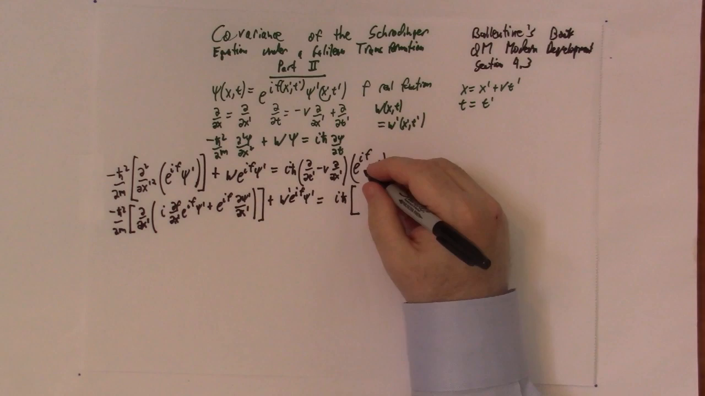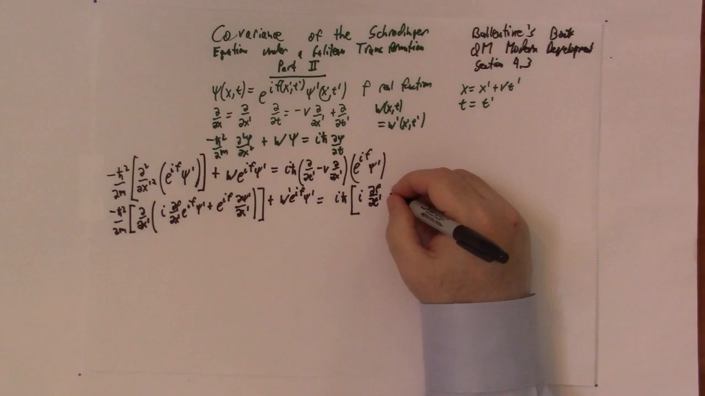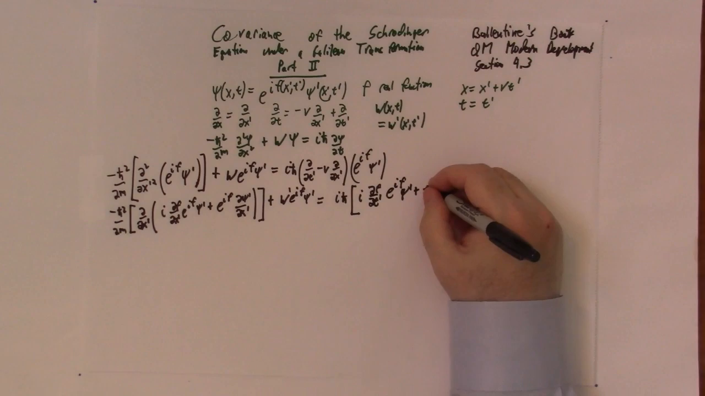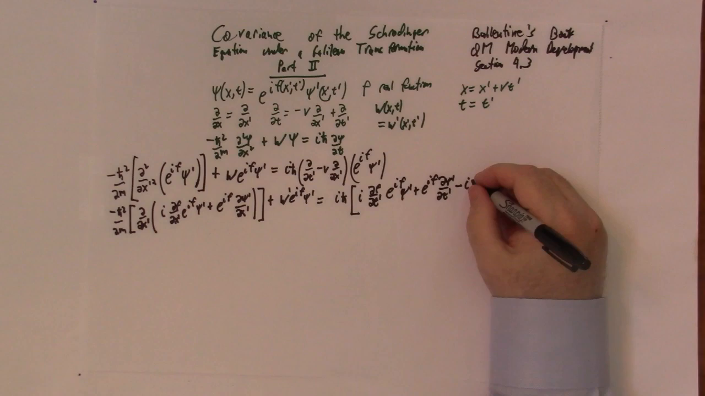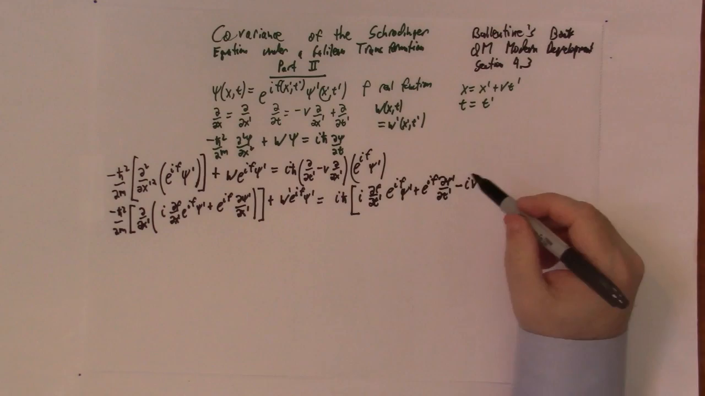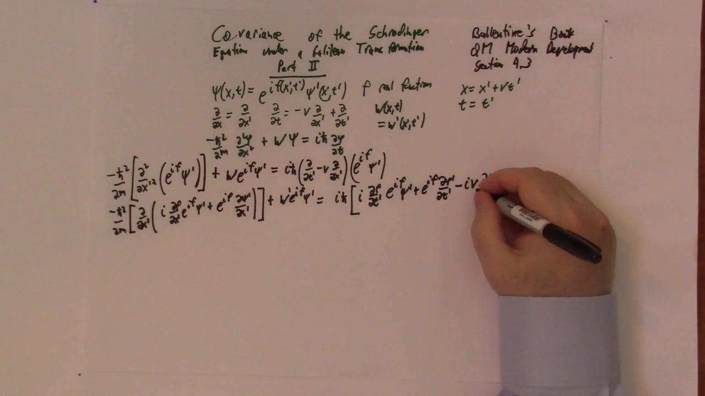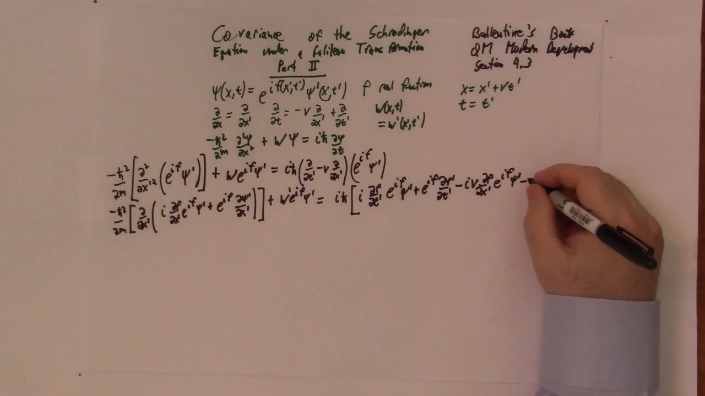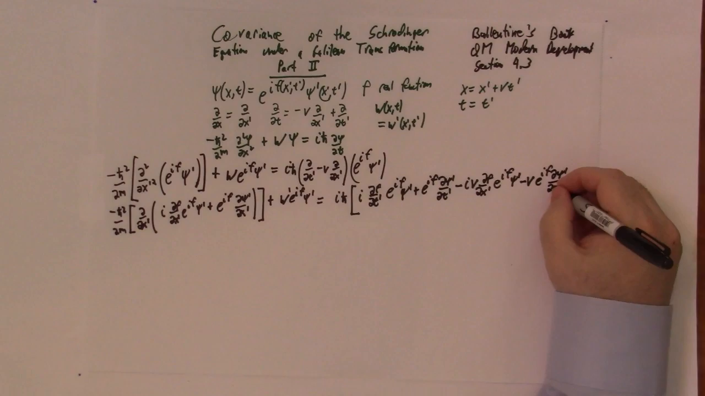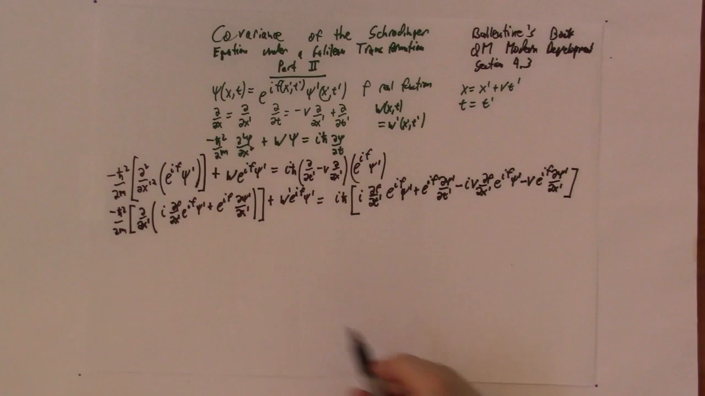Get i partial of f with respect to t prime e to the i f psi prime, plus e to the i f partial psi prime with respect to t prime, minus i v, then the i h bar, I'm going to get minus i v partial of f with respect to x prime, e to the i f psi prime. And the final term is minus v e to the i f partial psi prime with respect to x prime. Okay. Now we just have to work out this part.